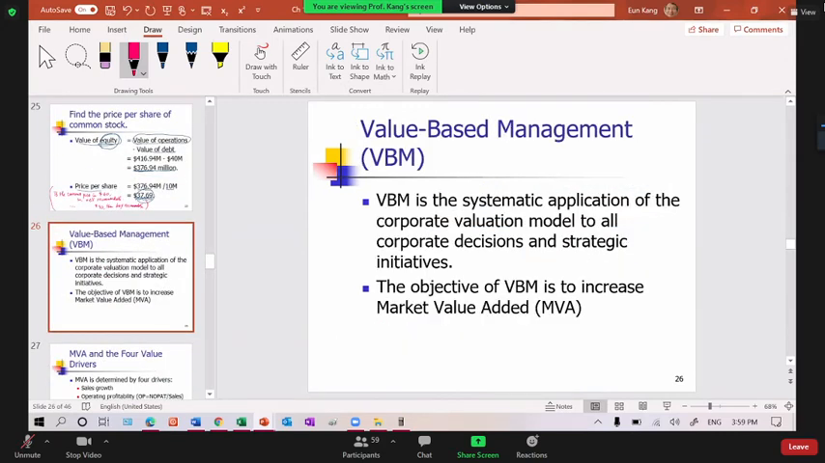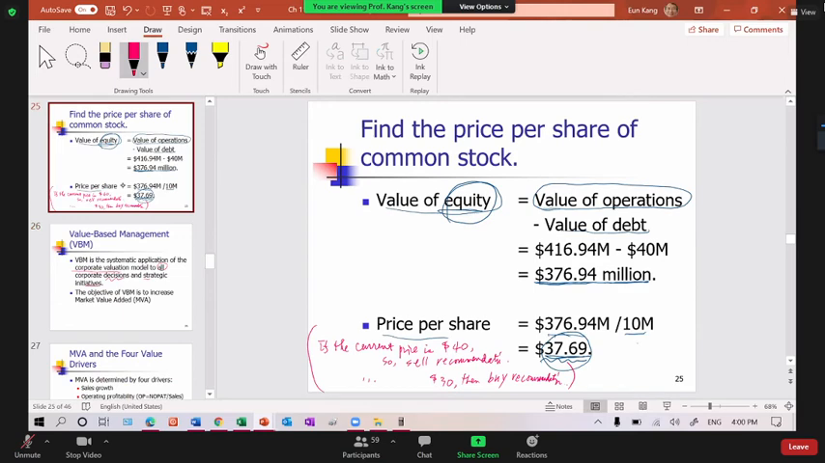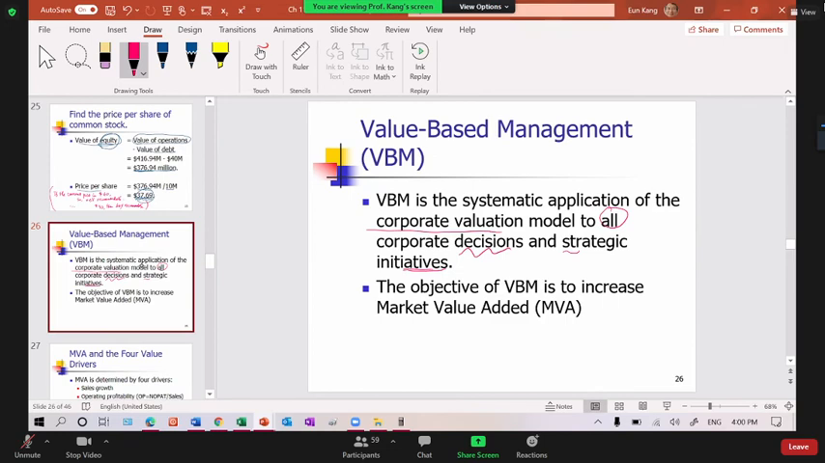And then, given that valuation we just did, now it's time to use this valuation method to manage strategically, right? The value-based management, VBM. So VBM, value-based management, is systematic application of the corporate valuation model to all corporate decisions and strategic initiatives. So this one, like a buy or sell, those ones are investment class related, but this one is corporate finance class related. So you use a corporate valuation model to systematically apply this model to all corporate decisions and strategic initiatives.